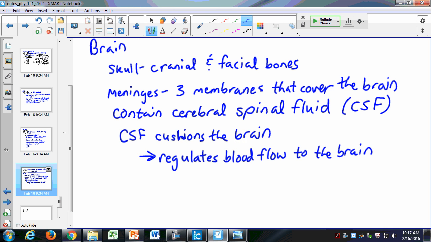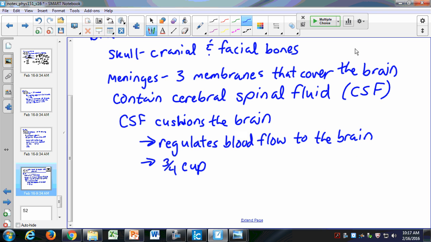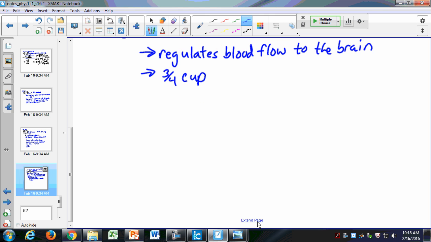All right, so it regulates blood flow to the brain, and typically you have about 3/4 cup of this CSF. So if you could pop a hole in your head and pour it out, you'd get about 3/4 cup out. You can have too much of this CSF because you don't drain it off or you're producing too much of it. So you can have problems if you have too much of it. This is called hydrocephalus. This is too much CSF.